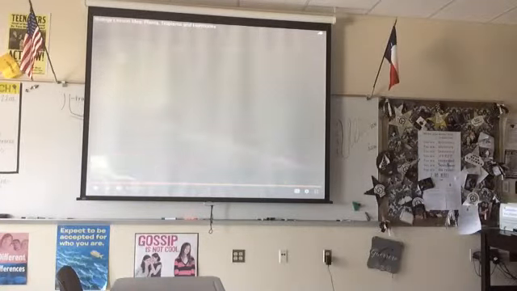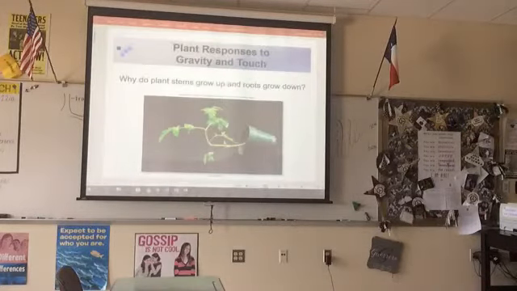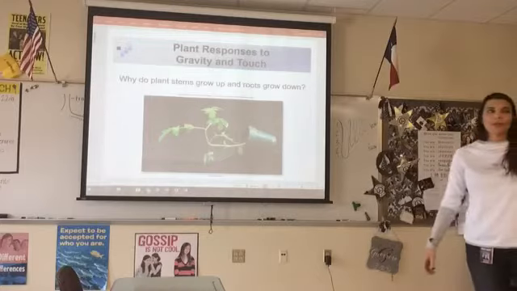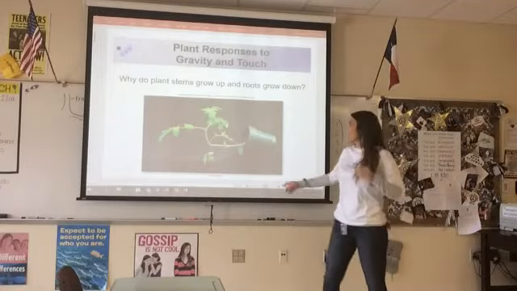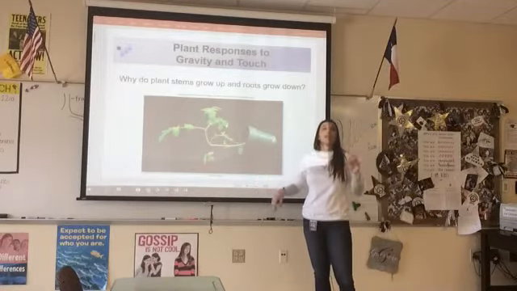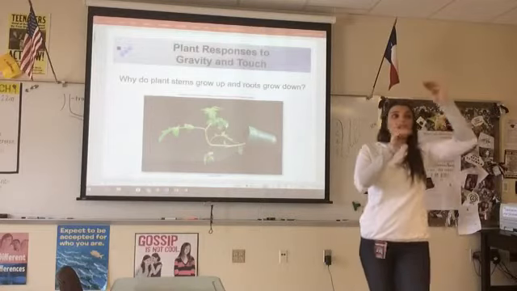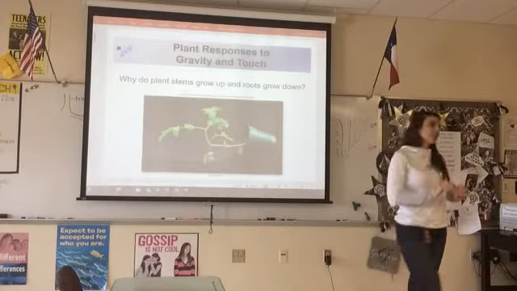Okay, so I wanted you to see that because that's what we're covering. And that also answers your first question: why do plant stems grow up and roots grow down? The stems are growing towards the light, so that's called positive phototropism. Now what about gravitropism, the response to gravity? The shoot is showing negative gravitropism, but the roots are showing positive gravitropism.